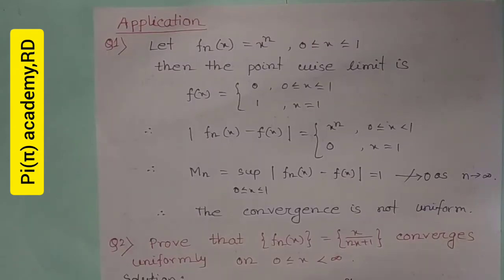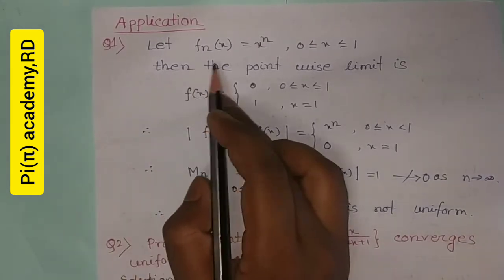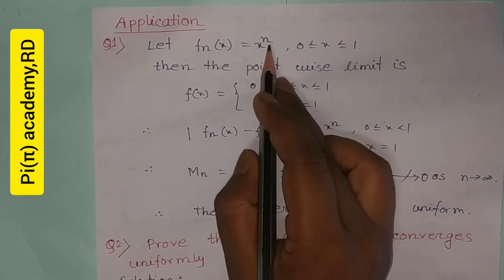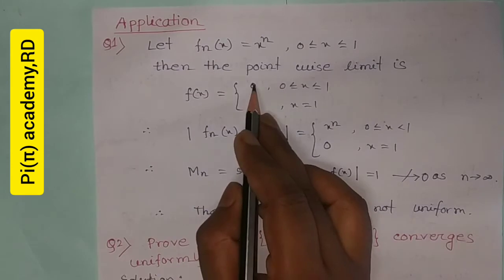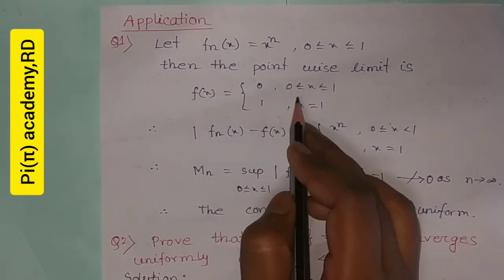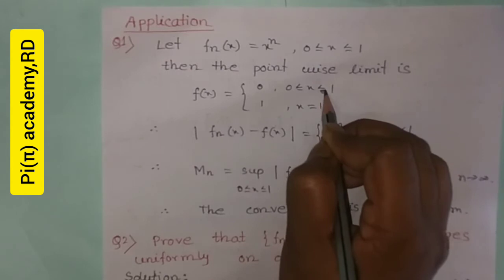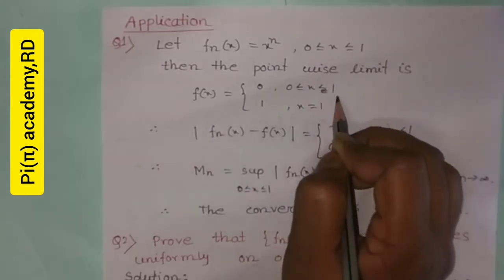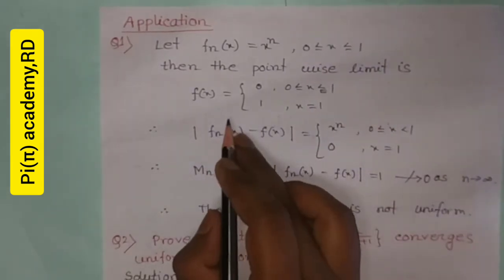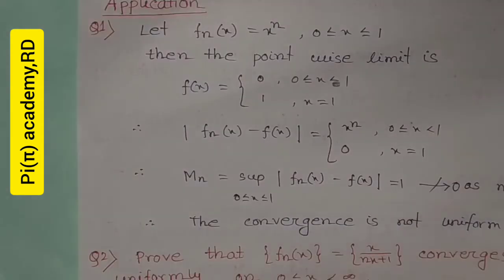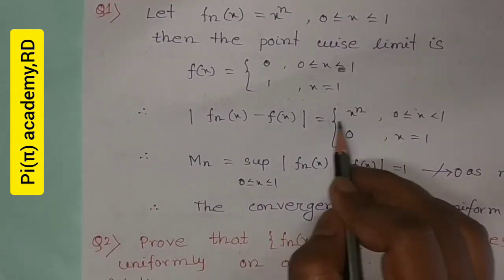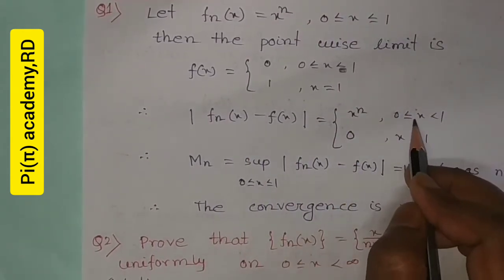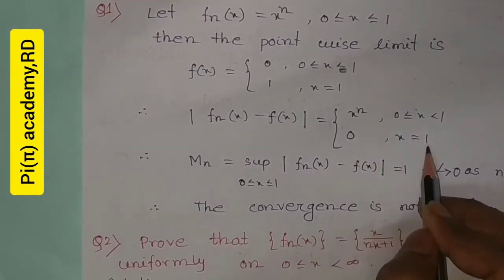Now I discuss some applications of the Mn test. First application: let fn(x) equal x to the power n, for 0 less than or equal to x less than or equal to 1. Then the pointwise limit is f(x) equal to 0 when 0 less than or equal to x less than 1, and 1 when x equals 1. Now mod fn(x) minus f(x) equals x to the power n when 0 less than or equal to x less than 1, and 0 when x equals 1.